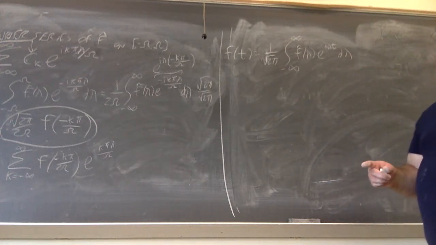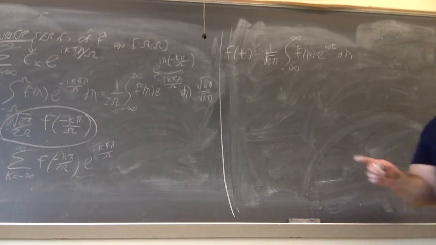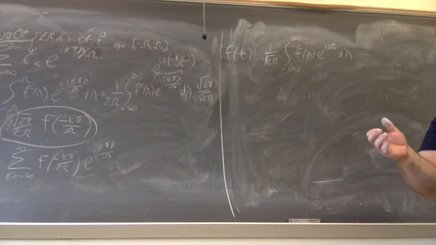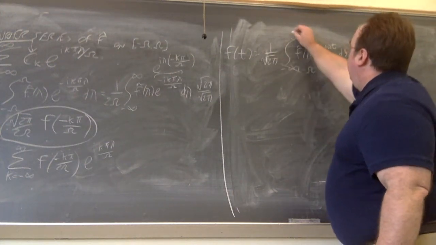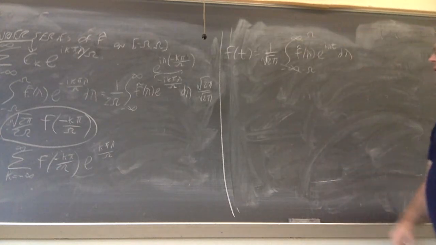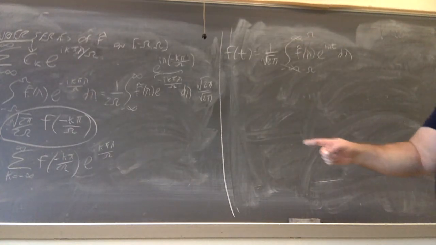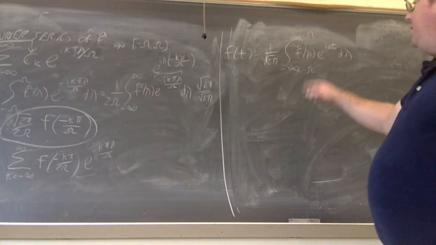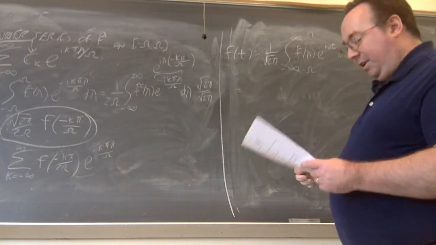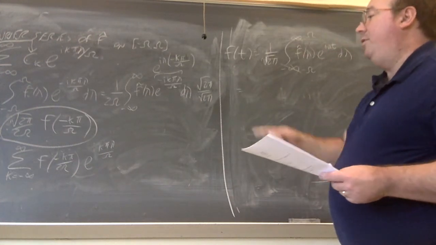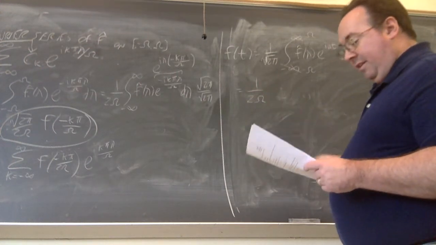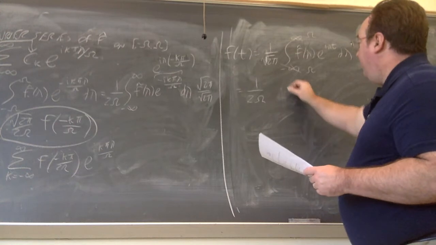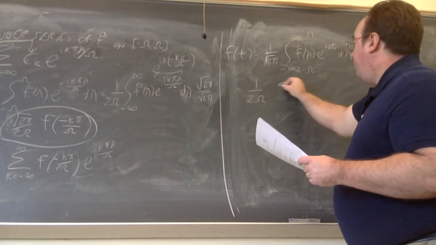But first, remember, f hat of lambda is 0 outside of the interval, minus omega to omega. So I can replace these limits with minus omega and omega. And then I will substitute this in here. So it's going to give me a big mess. Well, the square root of 2 pi's will cancel. So I have 1 over 2 omega. And then I have a sum.